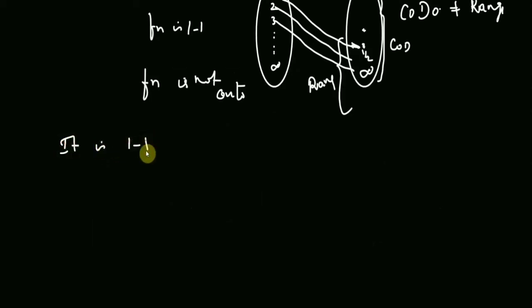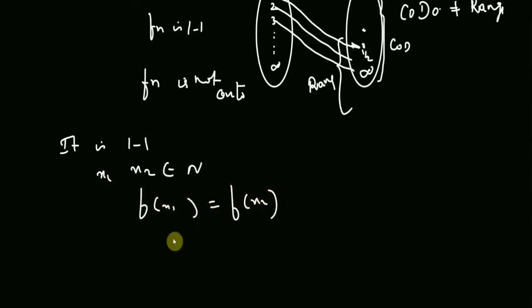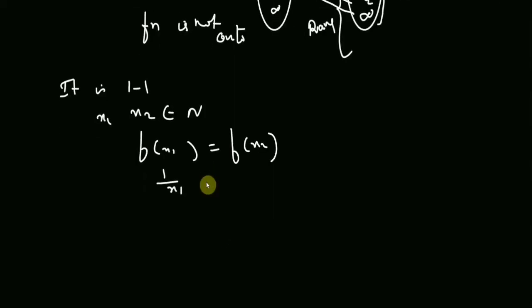Why is it 1-to-1? If I take x1, x2 belongs to the natural numbers, and f of x1 is equal to f of x2, you will get 1 by x1 is equal to 1 by x2. That means x1 is equal to x2. So the function is 1-to-1.